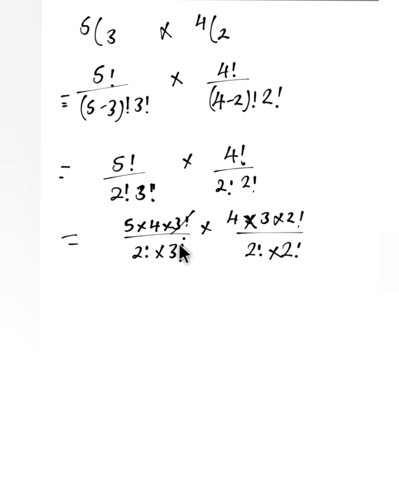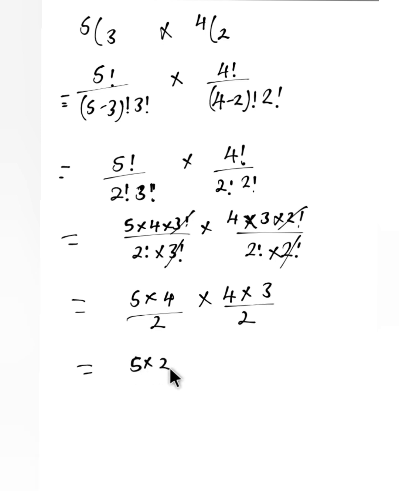Of course, 3 factorial cancel 3 factorial, 2 factorial cancel 2 factorial, so we have 5 times 4 over 2 times 4 times 3 over 2. This becomes 5 times 2, because 2 into 4 is 2. 2 into 4 is 2 also, times 2 times 3. So we have 10 times 6, which gives us 60.